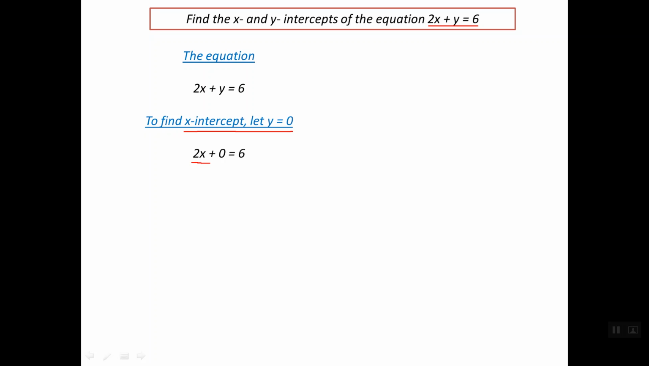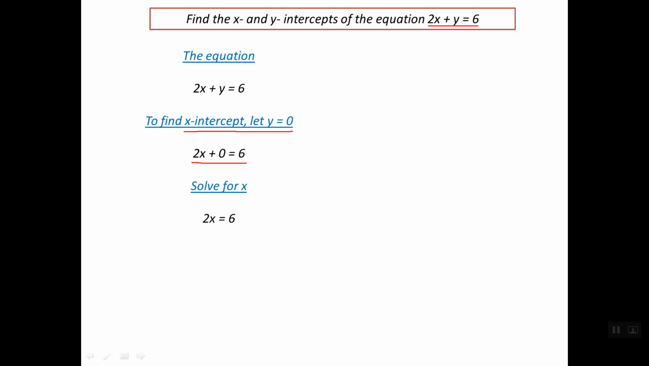Let's now deal with the two equations. The first equation is 2x plus y equal to 6, and what is needed is to find the x and y-intercepts of this equation. So in order to find the x-intercept, simply we let the value of y be 0. If we substitute y equal to 0 in the equation 2x plus y equal to 6, it becomes 2x plus 0 equal to 6. And now we can solve for x.